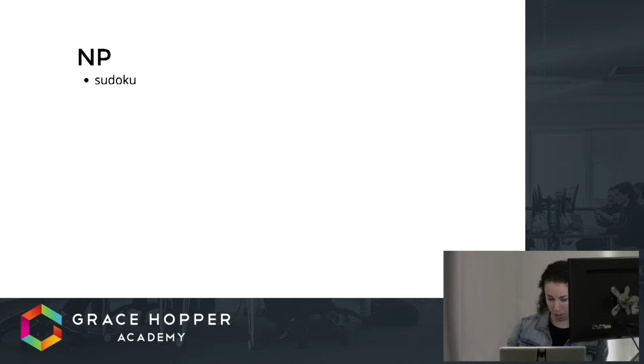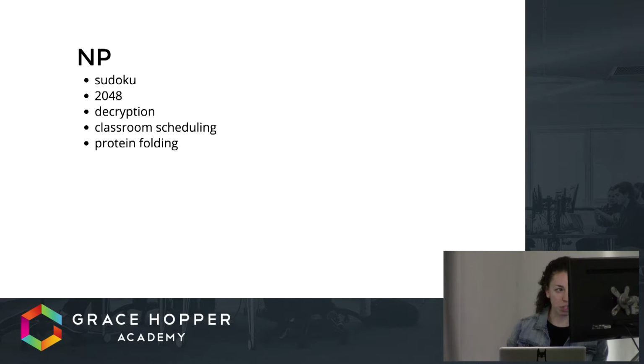Other NP problems include 2048, decryption, right? It's hard for me to come up with what your key is, but if you give me your key, I can tell you if you have access to my files. Classroom scheduling, protein folding. And there's also a problem called the traveling salesman problem, which I'm going to go into. It's not a typo. The noun has 2 L's.